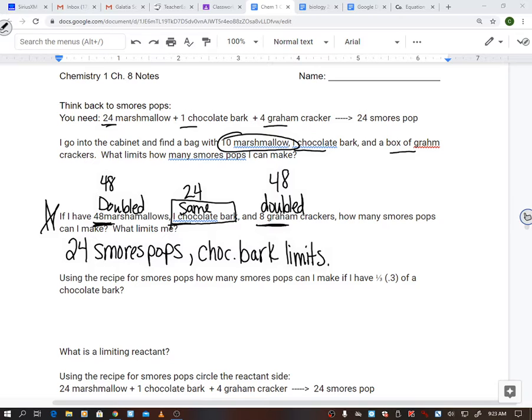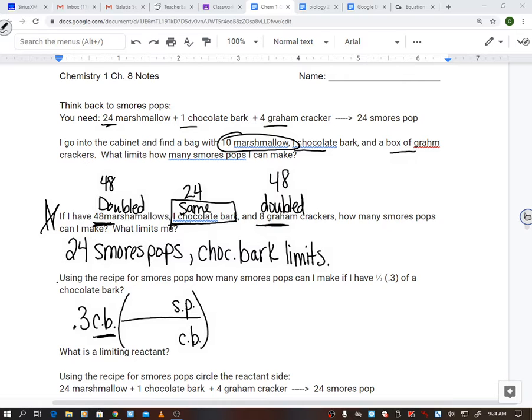So using the recipe for s'mores pops, how many s'mores pops can I make if I have 1/3 of a chocolate bark? So 1/3 is going to be approximately 0.3. So what I would do in any type of chemistry problem is write down what they give me. So I'm going to write down 0.3 and put CB for chocolate bark. In chemistry, I always write down what they give me and then I do these parentheses. Whatever is outside is going to go on bottom, chocolate bark. Now I want to know how many s'mores pops I can make, so I'm going to put SP here for s'mores pops.